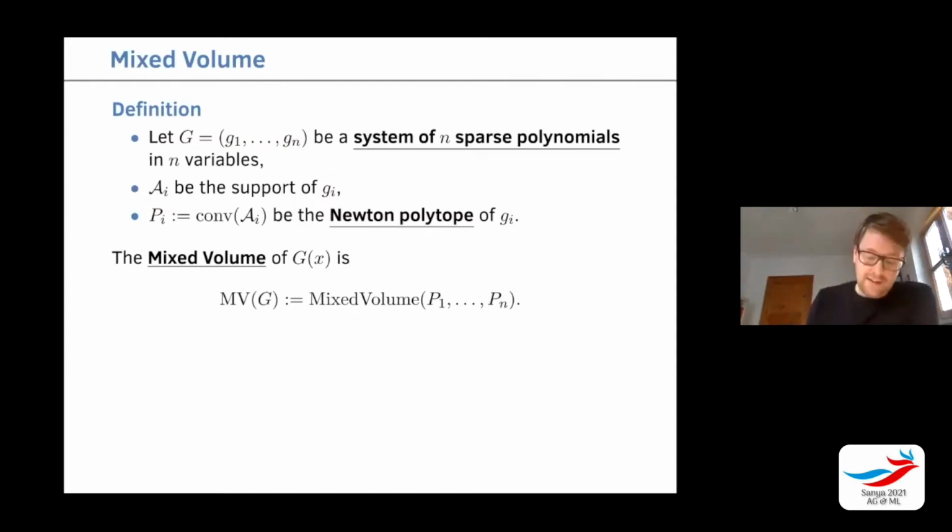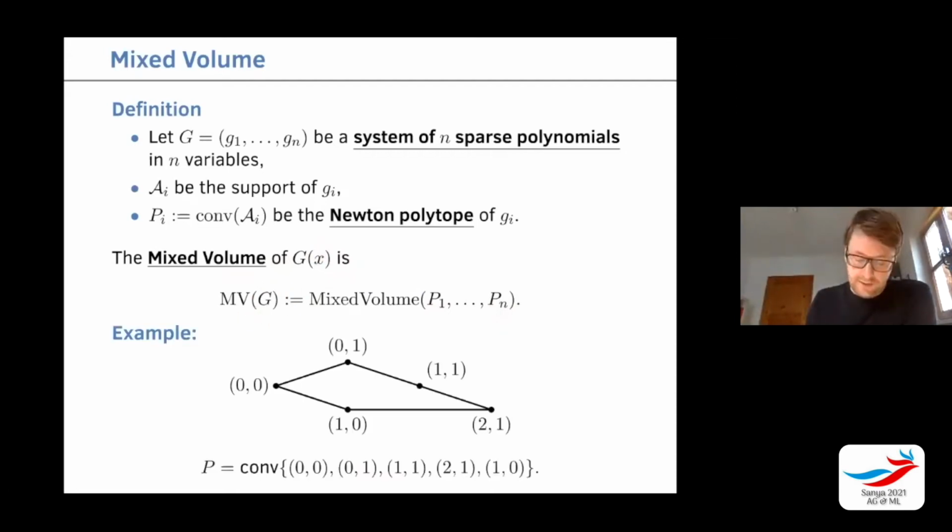And then I define the mixed volume of my polynomial system G. I define it to be the mixed volume from convex geometry, the mixed volume of P1 through Pn. Okay, so I have n polytopes in R to the n. To this I can associate the mixed volume from convex geometry and then define this to be the mixed volume of the system G. Now here's again an example. This is basically the example that I had before, just that now I also plotted the convex hull of the points that I had on the previous slide. Okay, so this would be the associated Newton polytope for the example from the previous slide.